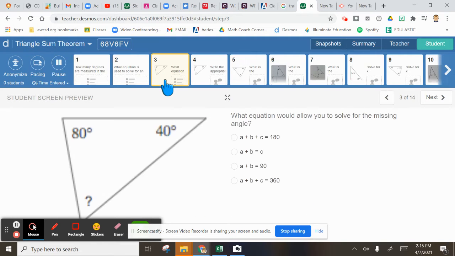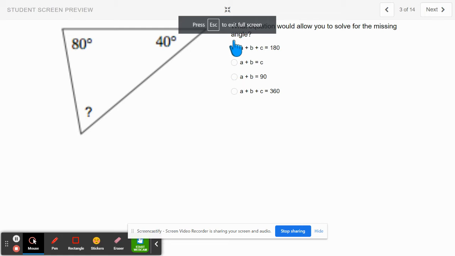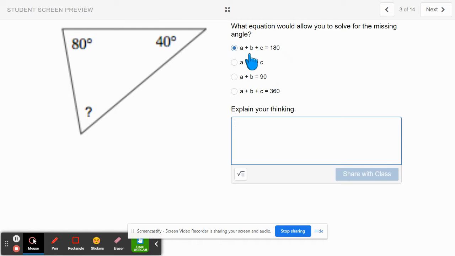Now, what about this problem? How would you solve this problem? Which formula would you use? We're pretty sure it's A plus B plus C. But now in the Edpuzzle, I want you guys to actually solve this. So what would you do? 80 plus 40 plus X equals 180. What is the missing angle here?